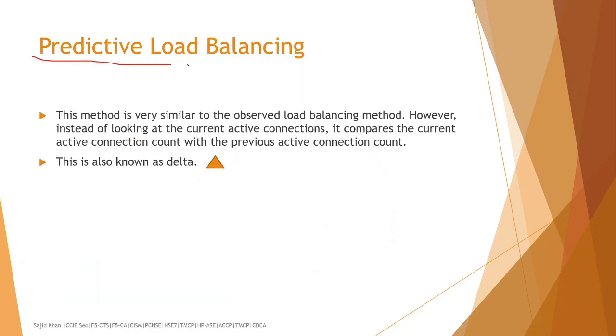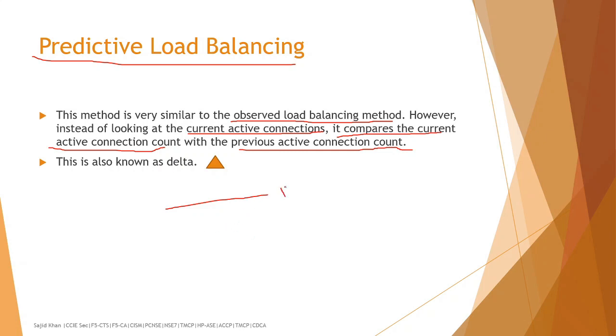Predictive load balancing. This method is very similar to the observed load balancing method, but instead of only the current active connections, it compares the current active connections with the previous active connections. So it is comparing the old values of active connections with the new values of active connections. This predictive load balancing is also known as delta.